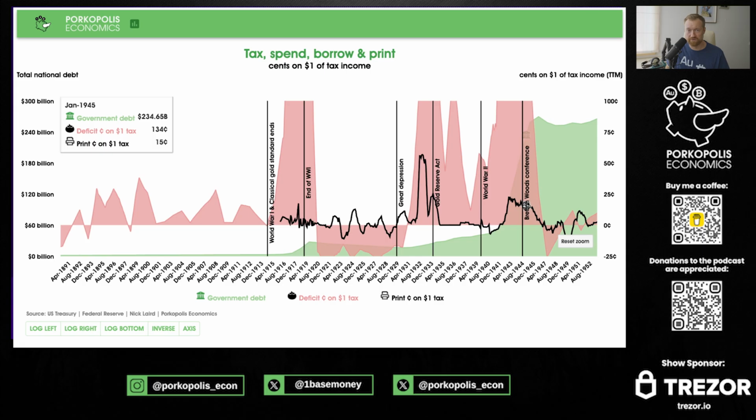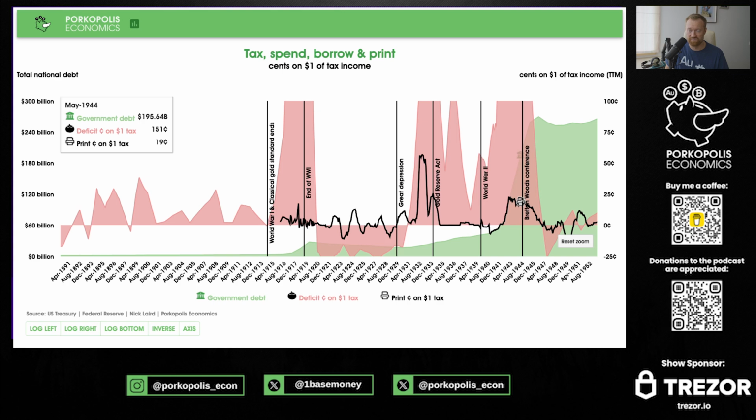Do your duty, buy your war bonds. It was just regular borrowing. There was no money print to subsidize the deficit. You can see that the black line is very small relative to the deficit, relative to the increase in debt. And on cents on the dollar, you can see that pretty clearly. For example, May 1944, a year before World War II ended, the deficit was $1.50, and they only had to print 20 cents of that, 19 cents of that. That's what you're looking at here.